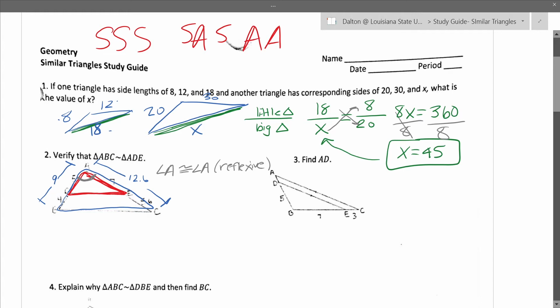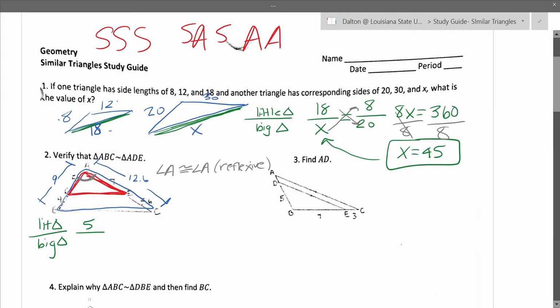So it looks like we might use SAS because we have two sides and the angle in between. But before we can claim that, we need to, again, verify. So I need to check the math with the proportions. So if I put the little triangle over the big triangle, I'm going to make a proportion. One of my little triangle measurements is 5. Again, 5 is the left side of the little triangle.